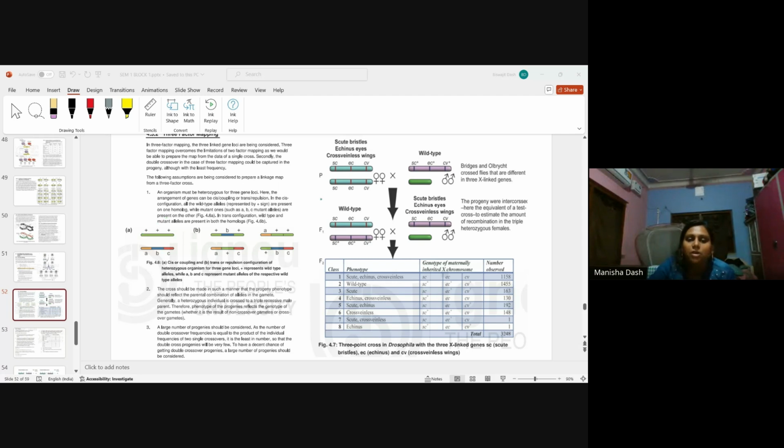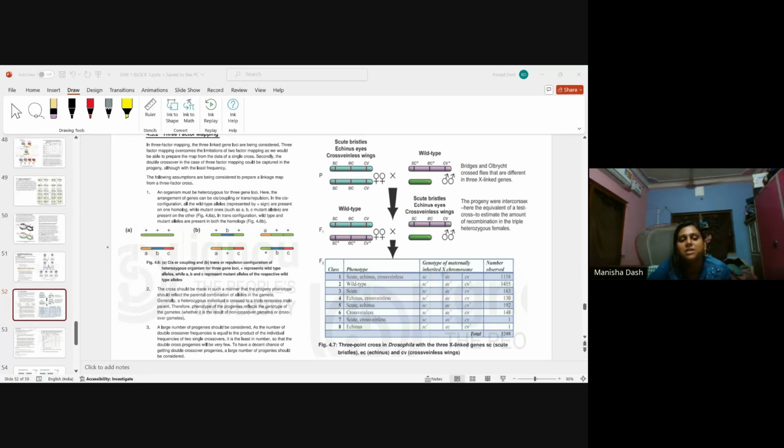So in the three-factor cross, first let's understand what is meant by cis position and what is meant by trans position. When all the dominant alleles are present on one chromosome and all the recessive alleles are present on the other chromosome, that is a cis position. Cis means same. All dominant alleles are on one chromosome, all recessive alleles are on the other chromosome.